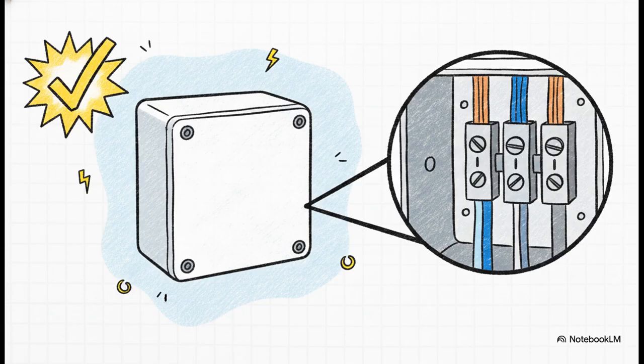Next is Ex e, which is increased safety. Unlike flame-proof boxes, Ex e equipment doesn't contain an explosion at all. Instead, its whole philosophy is pure prevention. It's manufactured to such a ridiculously high standard, with premium insulation and super secure connections, that it simply prevents a spark or a hot surface from ever occurring in the first place.